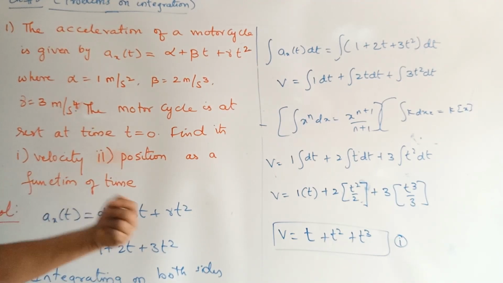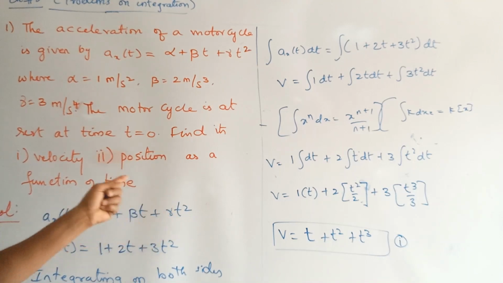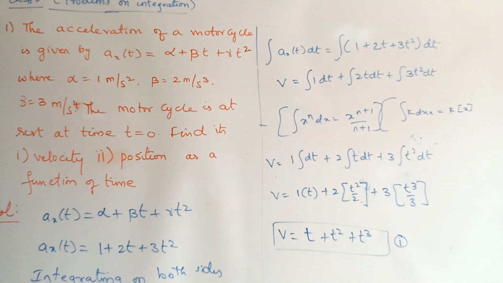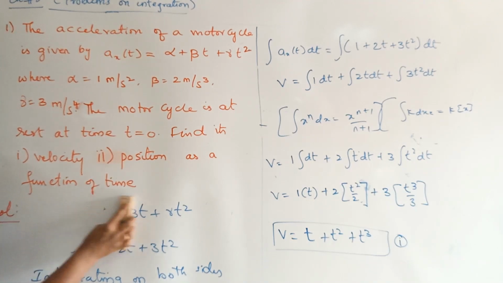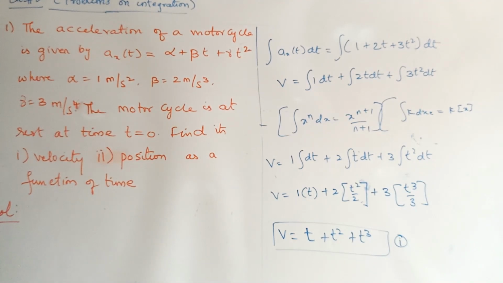Now integrating that again, because for position you need to integrate that equation. Remember this: acceleration upon integrating one time gives rise to velocity, and velocity upon integrating one more time gives rise to position, or acceleration integrated 2 times back to back. One time you got some equation, do it again. Acceleration integrated 2 times gives rise to displacement. Now I'll take that equation to find the second part, position as a function of time. Take v is equal to t plus t square plus t cube.